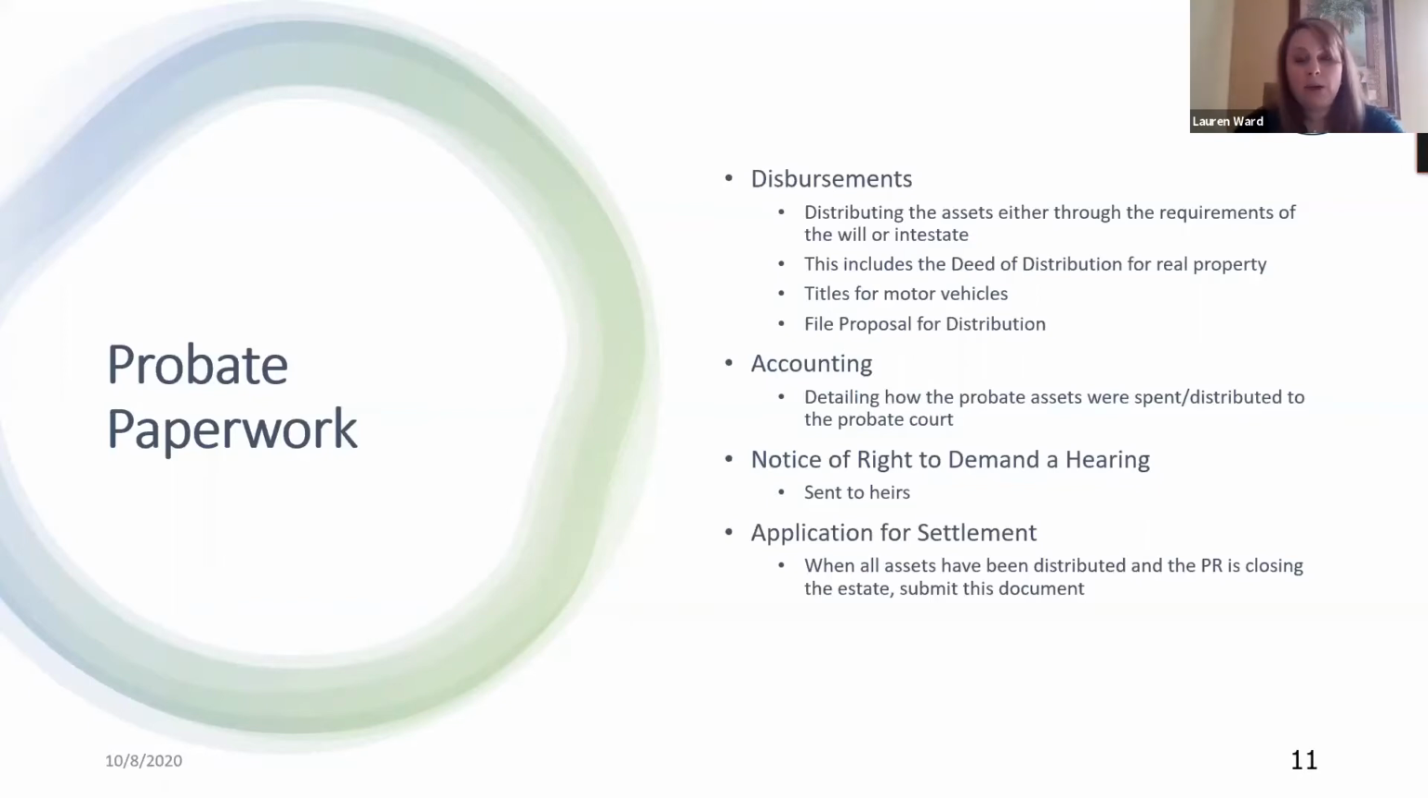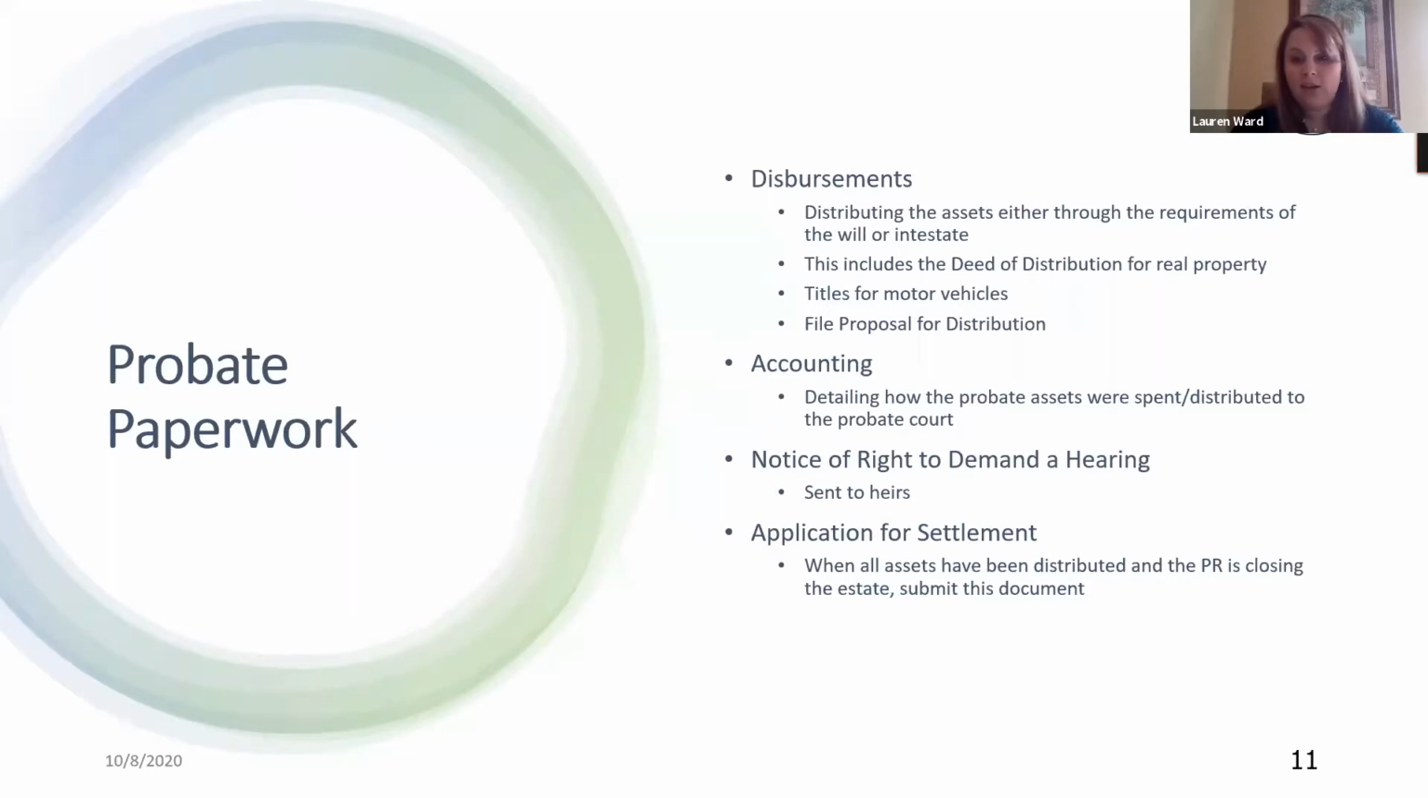You're going to file a proposal for distribution with the probate court, so that way they know how the assets are being distributed and making sure you're properly doing it. So once you've done the disbursements, you need to file a final accounting that details how the probate assets were spent and how you spent money. For instance, during probate, you may have fees that you're going to have to pay as the personal representative out of the estate account to be able to pay the bills that this person has.